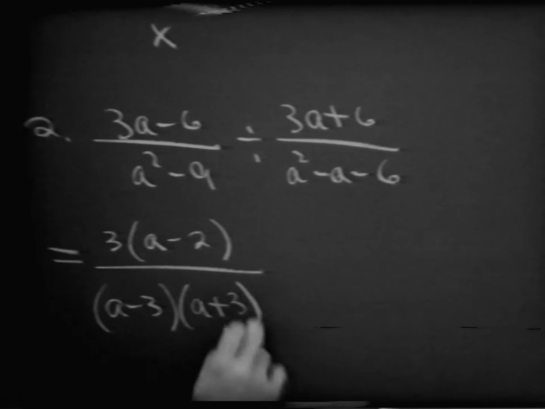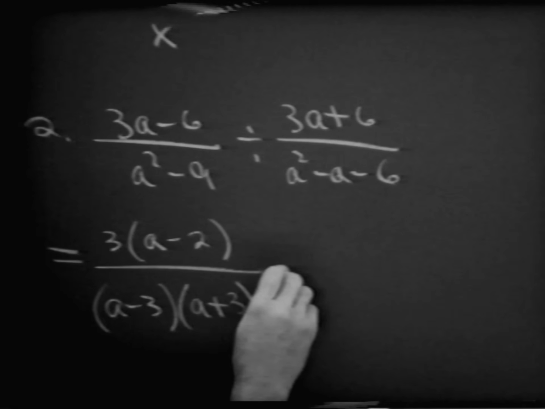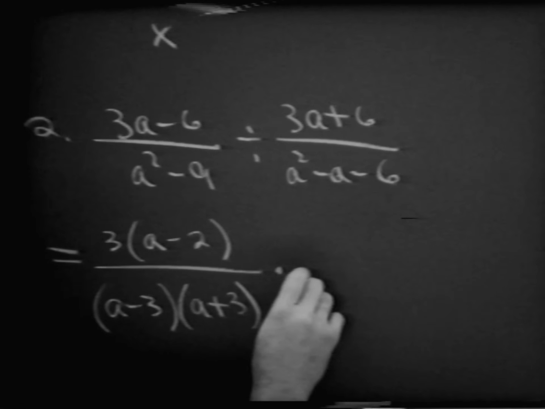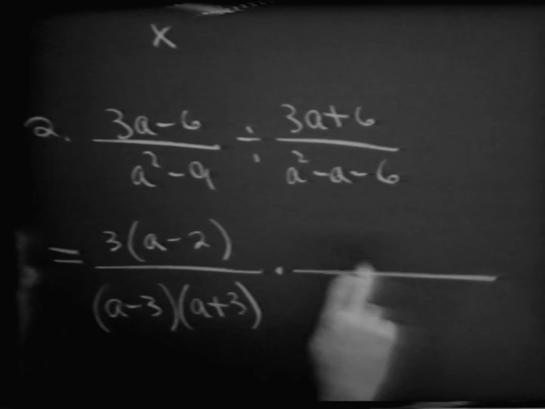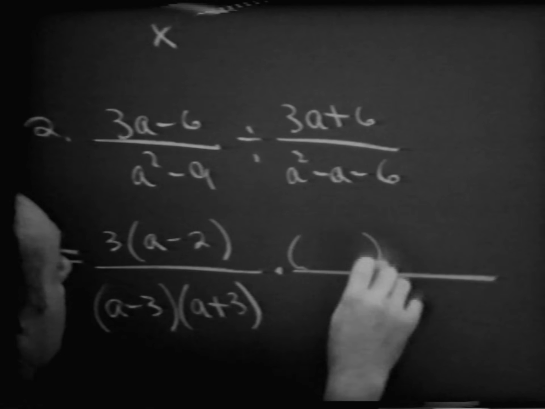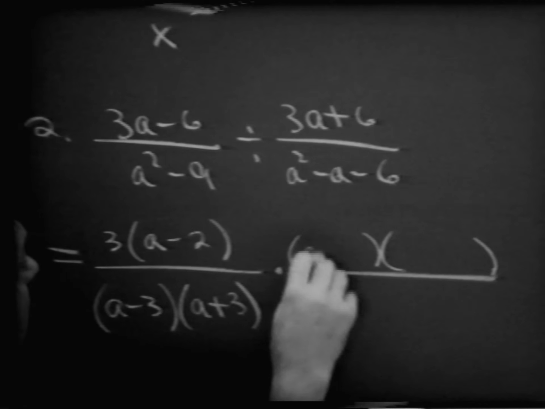And then you divide, but you have to invert it. All right, so this is times a minus 2 and plus 3.